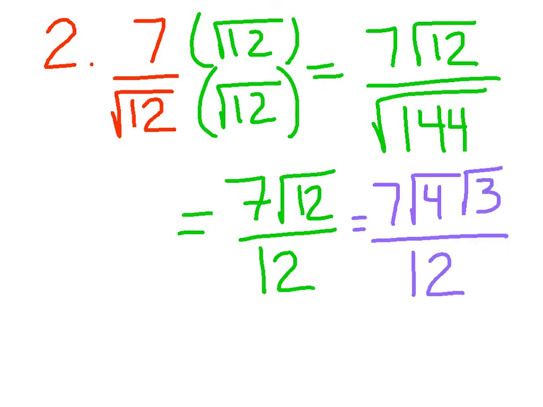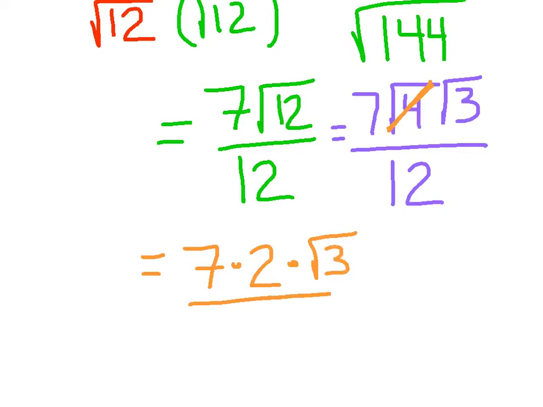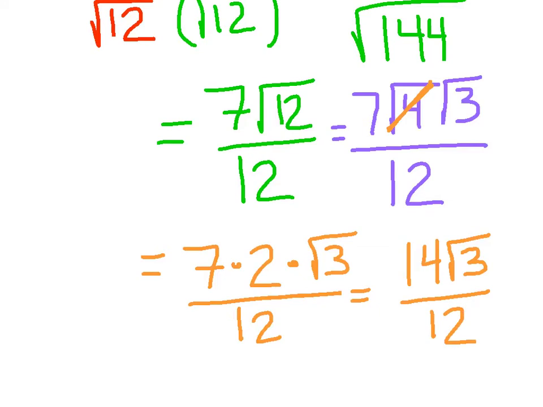And again, I'm leaving them in the radical for the time being, because radical 4 times radical 3 is radical 12. Just a few quick steps left. I know the square root of 4 really is the number 2. So I've got a 7 times 2 times radical 3 all over 12. So I'm going to clean that up and say 7 times 2 is 14 radical 3 all over 12.